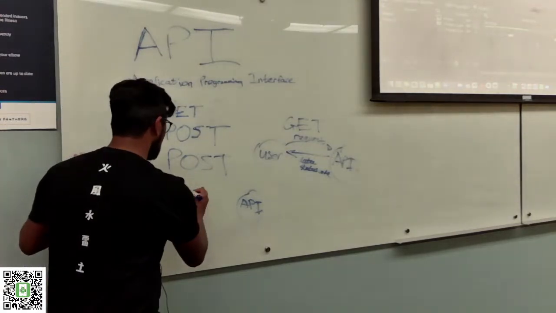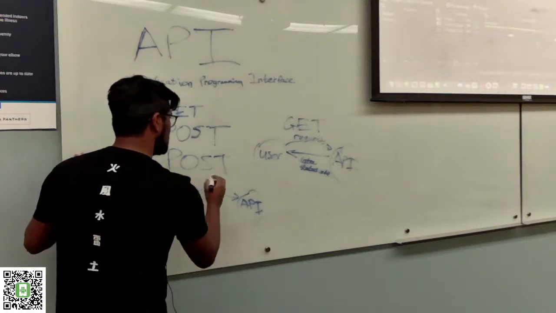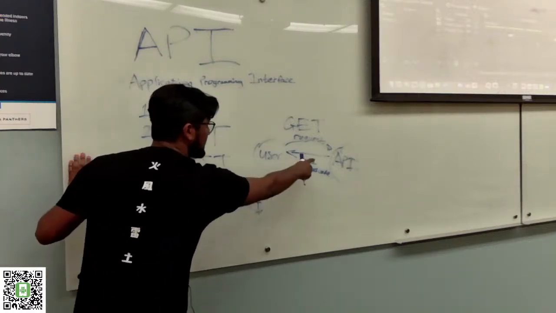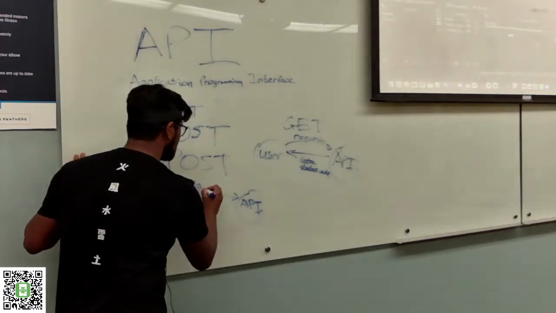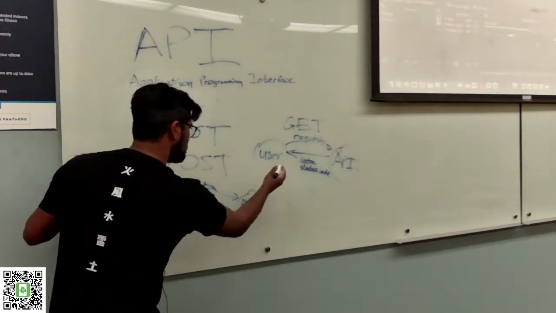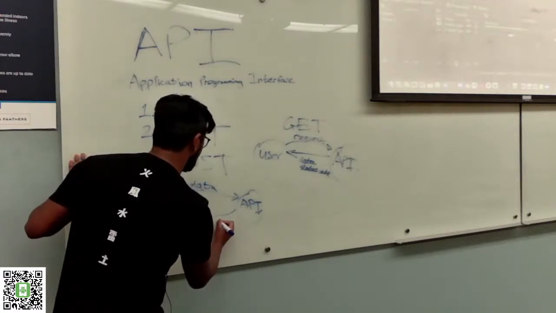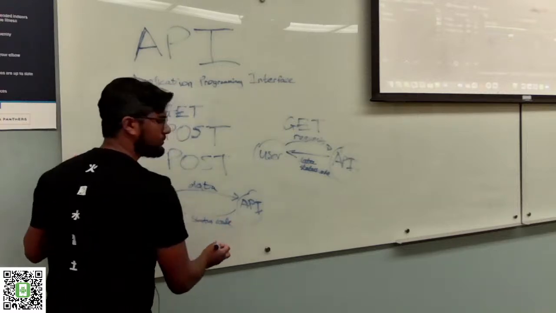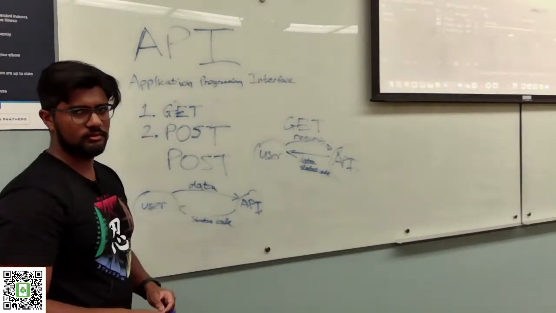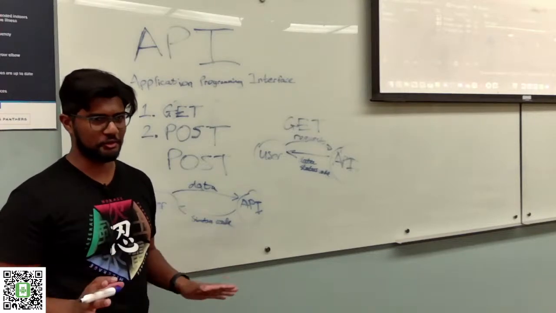Basically, instead of the data coming back here, you are sending the data here. And what you get in response is the status code, telling you if it was okay or not. Yeah, that's a little bit of how it works in a very theoretical sense.